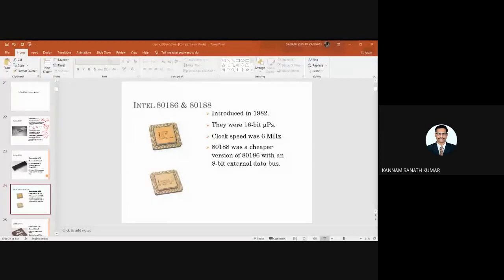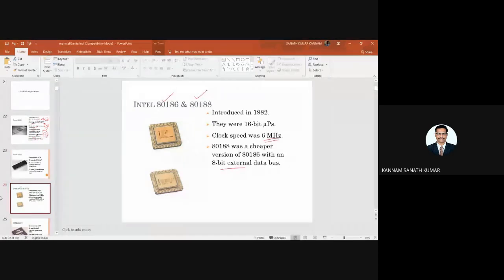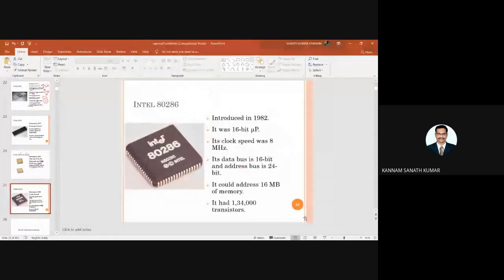And next, 80186 and 80188. This was introduced around 1982, and this is a 16-bit microprocessor. The clock speed of the 80186 and 80188 is 6 megahertz, and the 80188 is a cheaper version of the 80186. It has an 8-bit external bus. And next, 80286.